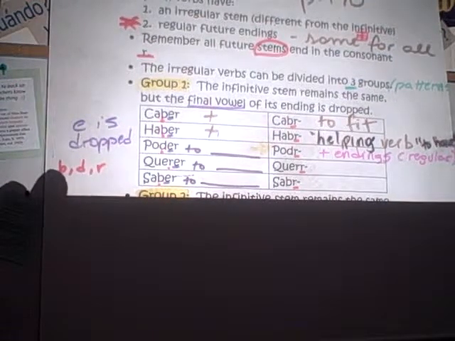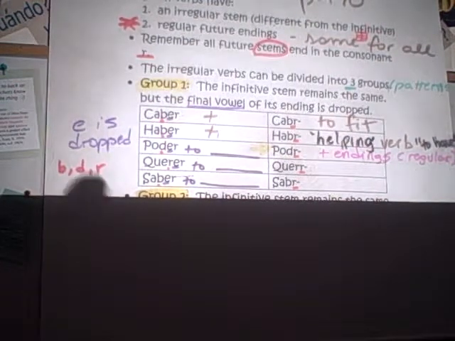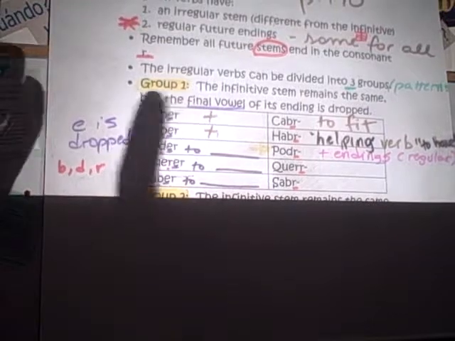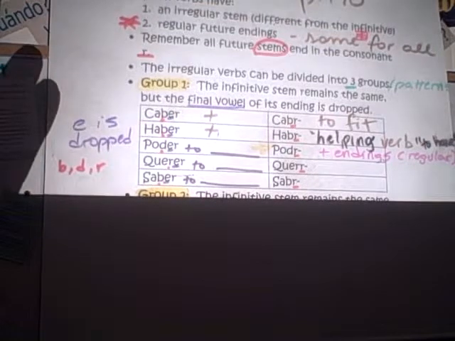So those are the 5 rules. Ignore this for just a second. I'm going to tell you about this altogether, an easy way to remember all these verbs. So for now, group 1: drop the E, and then you have your stem, then you attach your endings to conjugate. So far, so good?